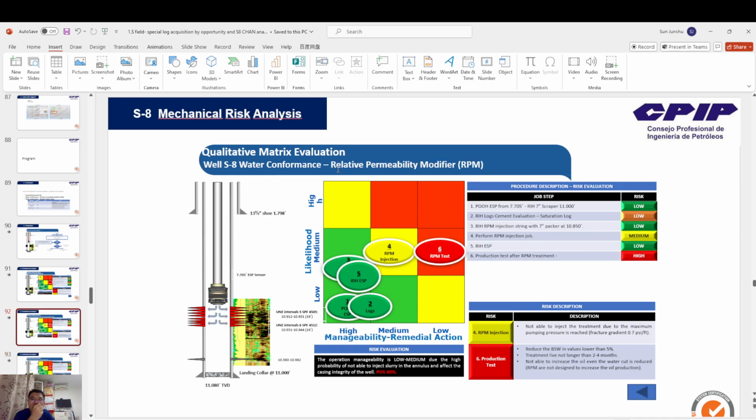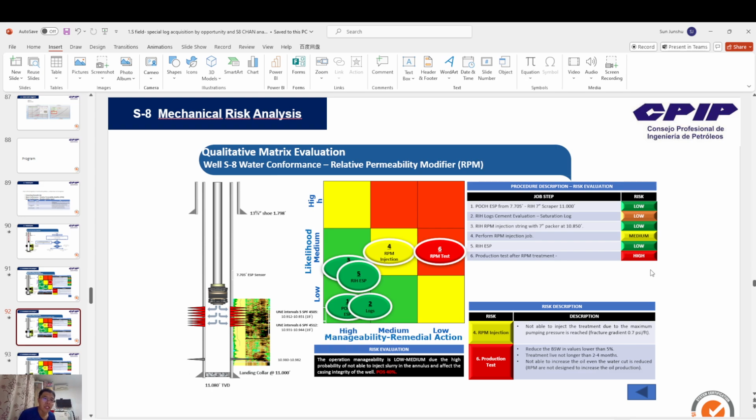This is using the relative permeability modifier. Perform RPM injection job, medium risk. Production test after RPM treatment, high risk. RPM injection, not able to inject the treatment due to the maximum pumping pressure reached. Fracture gradient 0.7 psi per feet. Production test.